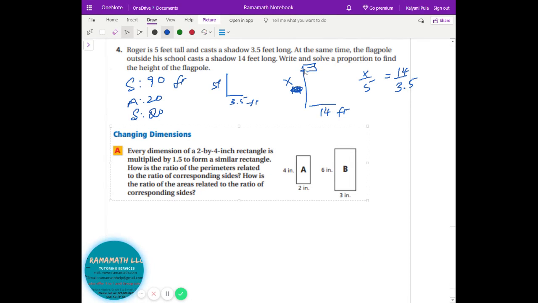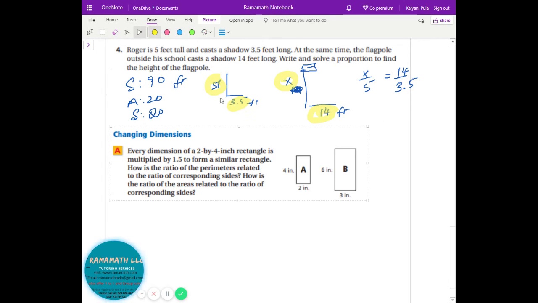So first, I'm looking at the height, right? The height of the flagpole is x. So let me use a highlighter. This is x, and in this one, what is the height of the person? So that's the 5. So x over 5. And then this side is 14, and then this side is 3.5. Okay, so that's how you set it.